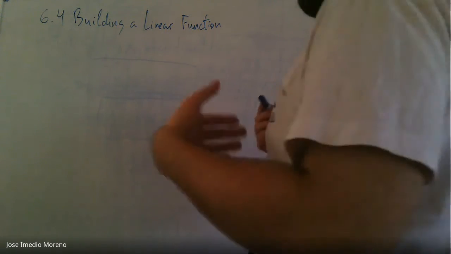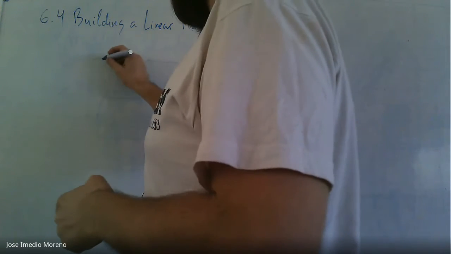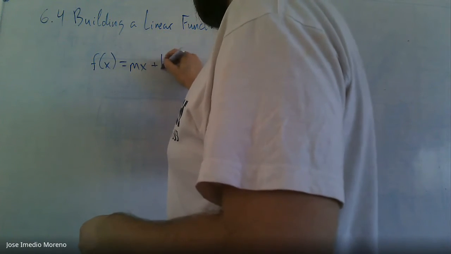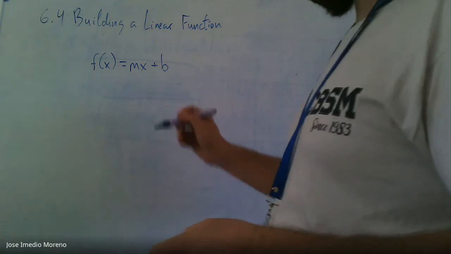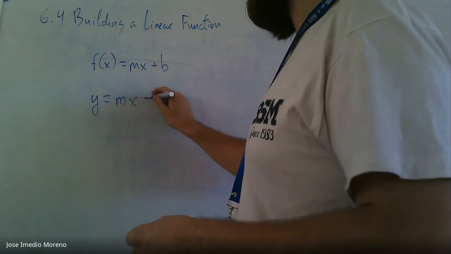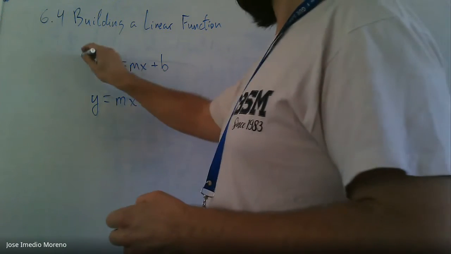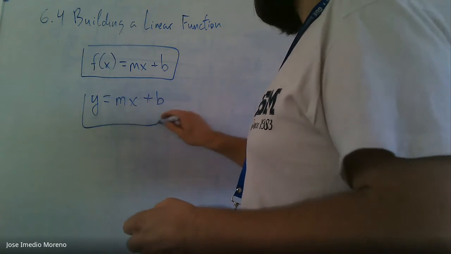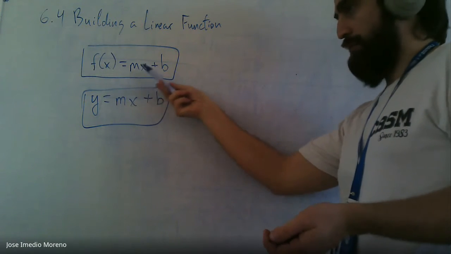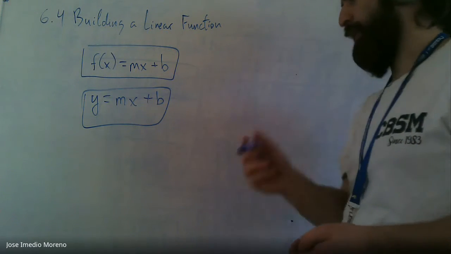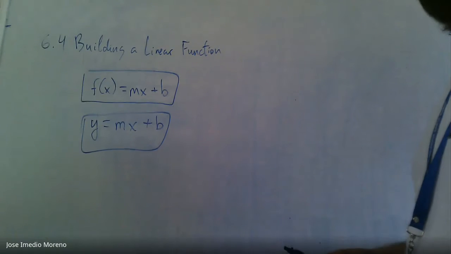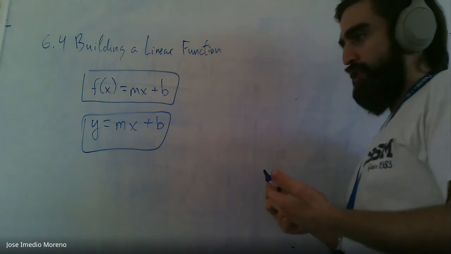So here, a linear function, as you know, has this form. f of x equals m times x plus b. We can also see it like this: y equals m times x plus b. As you know, these two things are the same thing. This is expressed with function notation, f of x equals and so on, and this is expressed as an equation in two variables. But it's essentially the same thing.